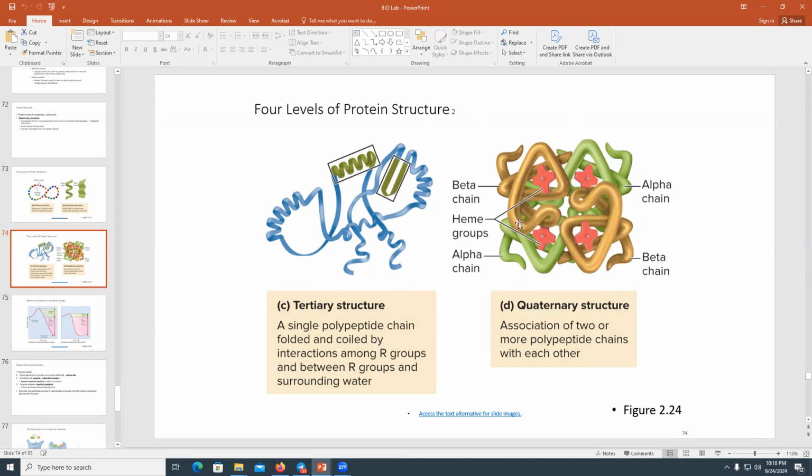Not all proteins are enzymes. Some proteins are structural proteins, like the collagen that is in the ligaments and the bones. And there's also keratin that's in your nails. That is not an enzyme. So not all proteins are enzymes, but all enzymes are proteins.